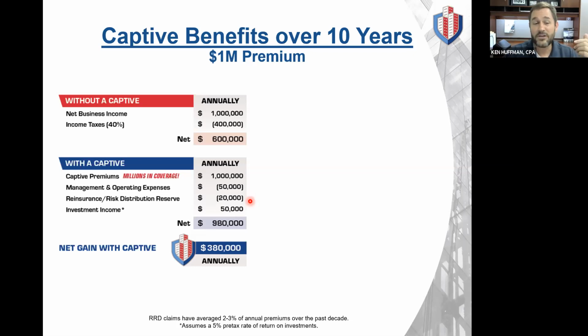But you've also got investment income, right? Remember, we're not going to just have that $1 million sitting in a bank account. You could invest that money, so you'll earn on that. You end up with $980,000. So you have a net gain of $380,000. Even if you never file a claim, you still end up financially ahead in this situation.